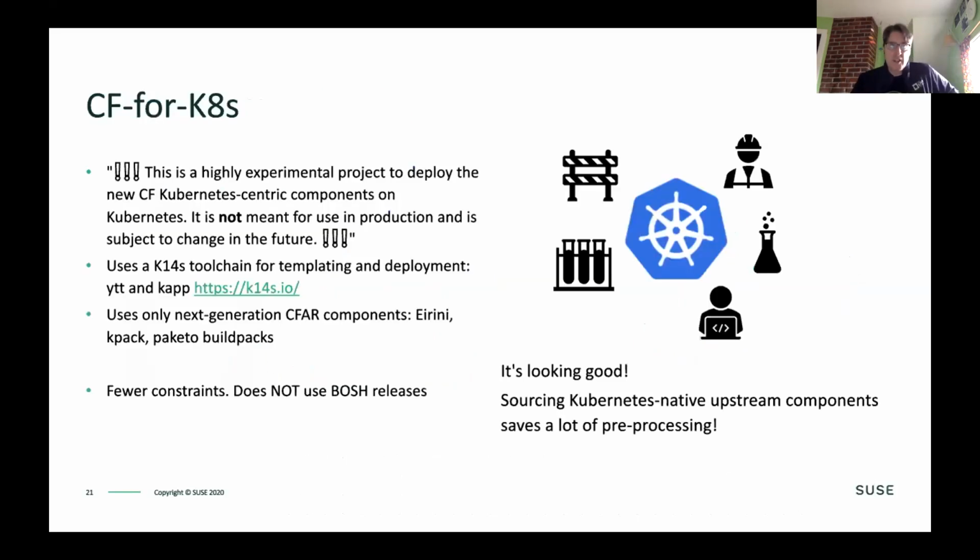So here's where I want to draw your attention to the project that is the integration project for all of these new upstream components. Right from the GitHub readme, it says, this is a highly experimental project to deploy the new Kubernetes-centric components in Kubernetes, not meant for use in production, and is subject to change in the future. That's just to let you know the state of it right now, but I would say that it is advancing quite quickly. Now that the whole Cloud Foundry community is on board with the transformation to Kubernetes project, we're seeing a lot of movement here.